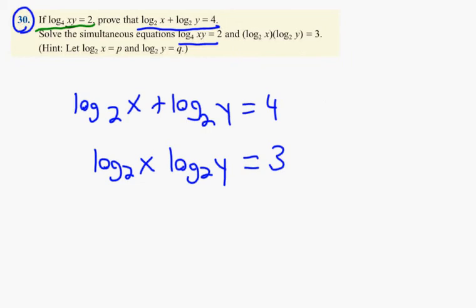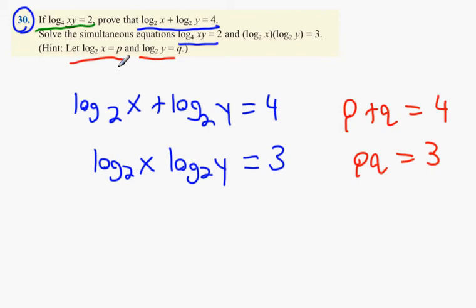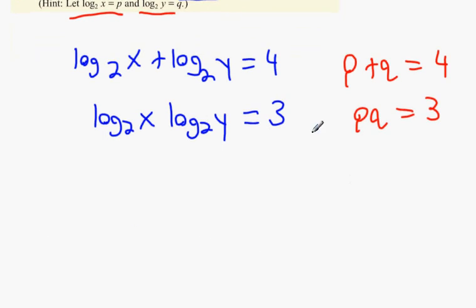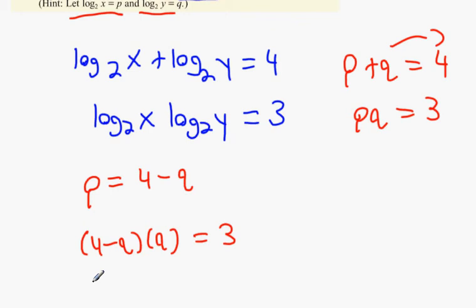Now the way to do this is replace log x base 2 with p and log y base 2 with q. So I'm going to get p plus q equals 4. Then this one is going to be pq equals 3. Just doing exactly what it told me to do. Now I have a quadratic linear equation, and here's what we're going to do. Get p on its own. P equals 4 minus q. P multiplied by q therefore is 4 minus q multiplied by q equals 3. We're going to get 4q minus q squared, bring the 3 over, minus 3 equals 0.